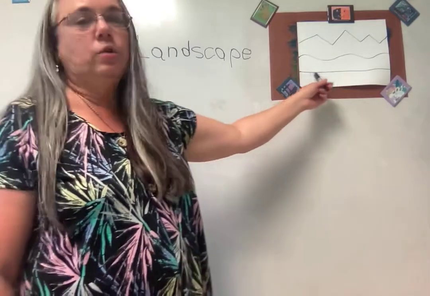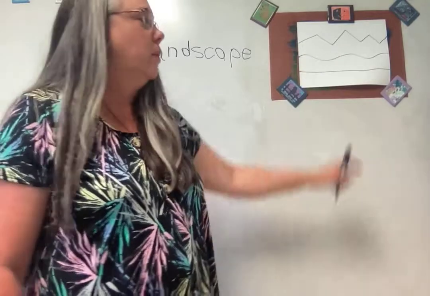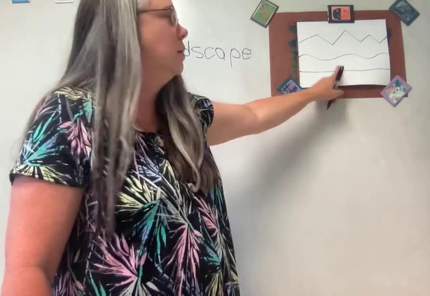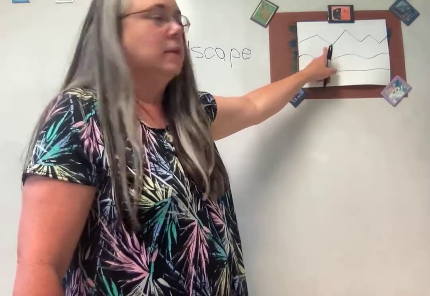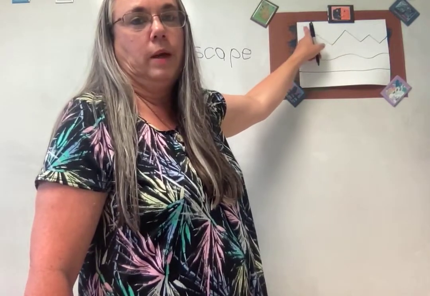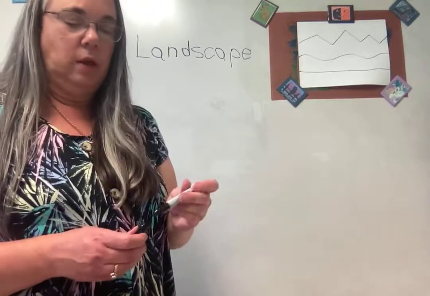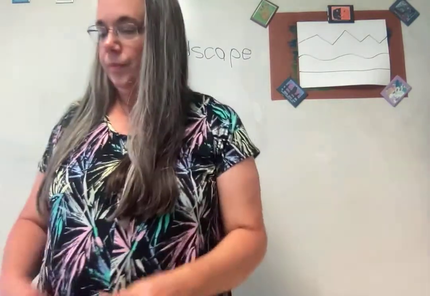So we're going to draw a straight line, a curvy line, and a zigzag line. Then we're going to have a ground, some hills, some mountains, and above the mountains, what would that be? That's the sky, right? So we're going to have lots of parts to our landscape.